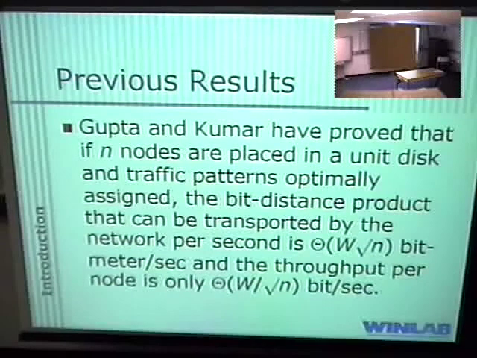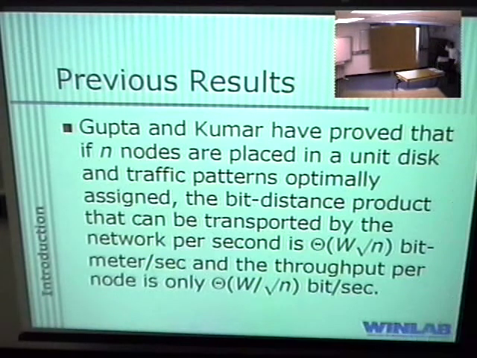They include the fact that the locations of the nodes are assumed to be known. The traffic pattern is also assumed to be deterministically known. Then there is no collision between the packets. And finally, the nodes are all static. They do not move around.